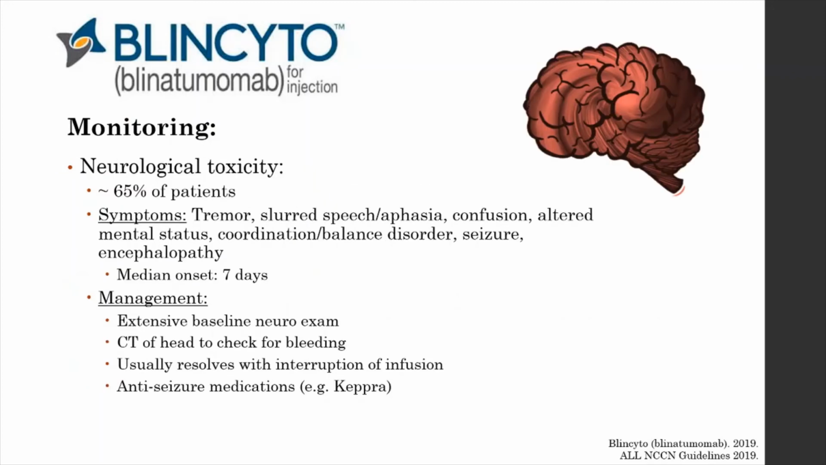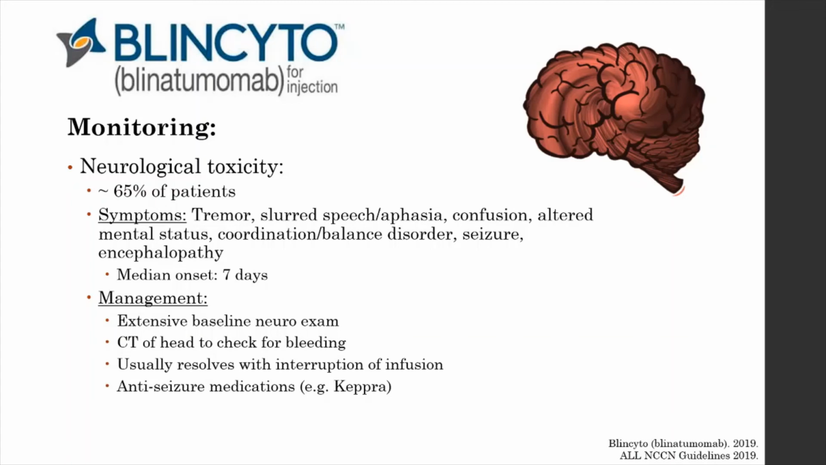Alright, now let's get into a couple more unique toxicities to watch out for when using Blincyto. One of them is neurological toxicity, which occurs in 65% of patients. So the symptoms include tremor, slurred speech, confusion, and the others I've listed here. The onset is about 7 days from the start of infusion.